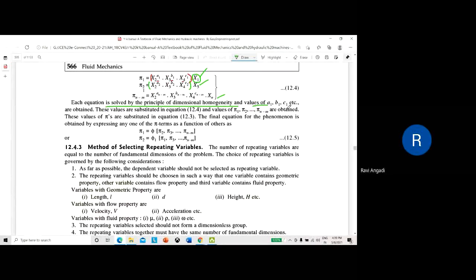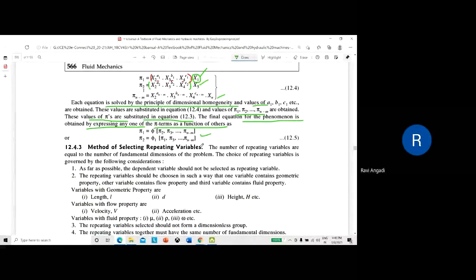So you have to solve A1, B1, C1, etc. are obtained. These values are substituted again back to the above equation, and the values of pi 1, pi 2, pi 3 up to pi n minus m are to be obtained, and these values of pi's are substituted in the equations. Then the final equation for the phenomenon is obtained by expressing one of the pi terms as a function. So like this, pi 1 is a function of so and so, pi 2 is a function of so and so. Like this you have to express the equations.